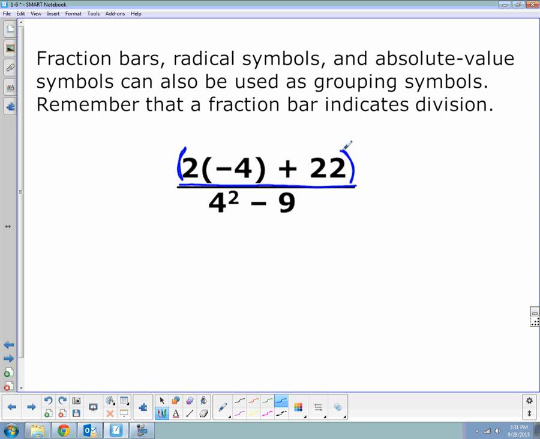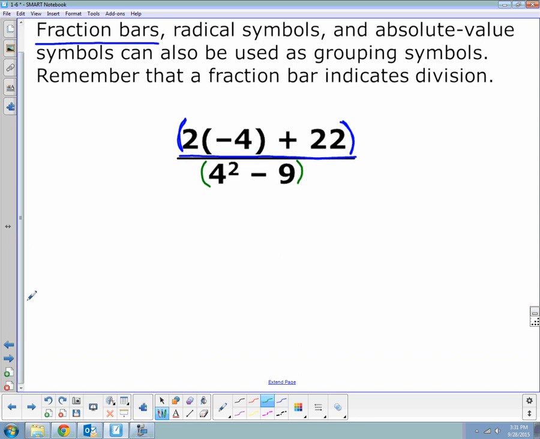And a big fraction bar denotes a grouping. It's like parentheses. Same thing with the bottom. Everything on the bottom is in parentheses, which means we do the parentheses first. Now there's two sets, so you've got to do them both. We'll pick the top just because. So here's the first step.